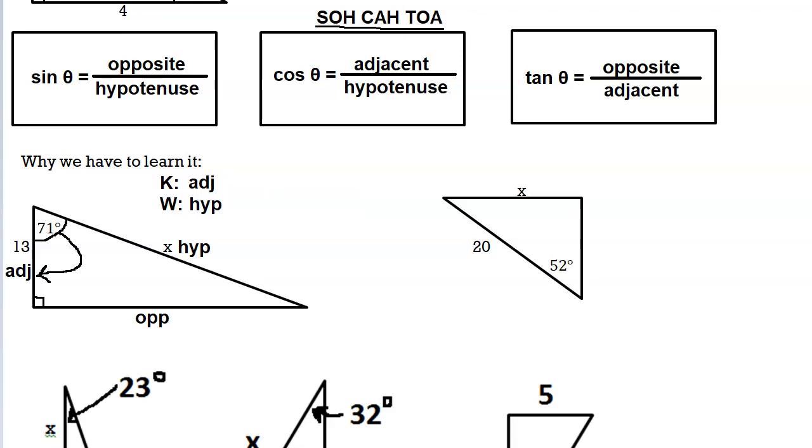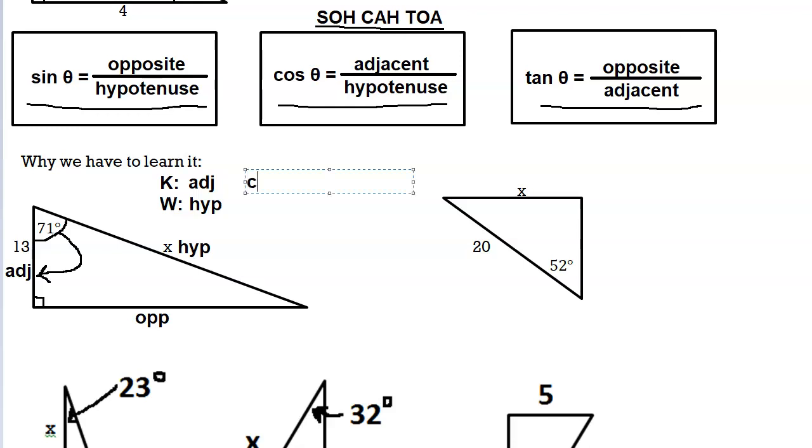Now, if you look at our ratios above us right here, the sine ratio involves opposites. We were not given opposites, which means I don't want to use sine. The tangent ratio involves opposites. I do not want to use tangent. The ratio that I want to use is cosine.